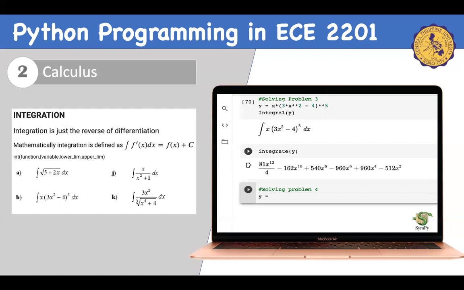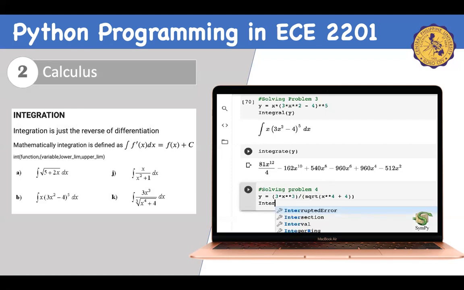Okay, let y equal this fraction: open parentheses 3x cubed, close parentheses, all over the square root of x to the 4th plus 4. So we are going to integrate.